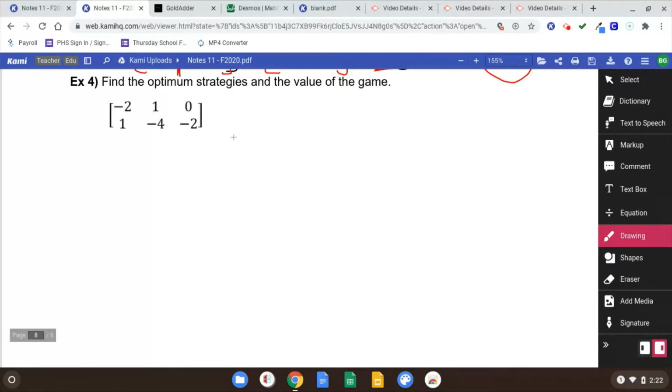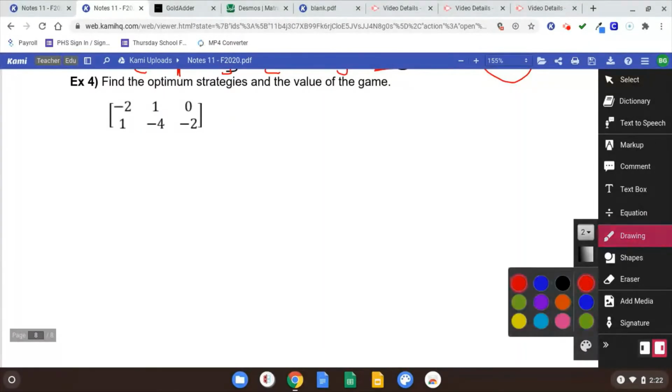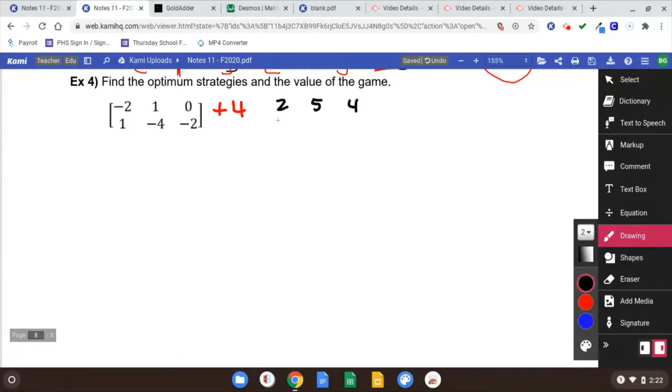Nothing dominates, okay? So if there's no saddle point and we can't do dominated strategies, then we're stuck with this 2x3 matrix, okay? It's a weird one, and so that's where we're going to have to use the Simplex Method. So what I would do is find the smallest number here, and it seems to be -4, so I'm going to add 4 to this matrix. Okay, let's see what we get. We would get 2, 5, 4, 5, 0, and 2.